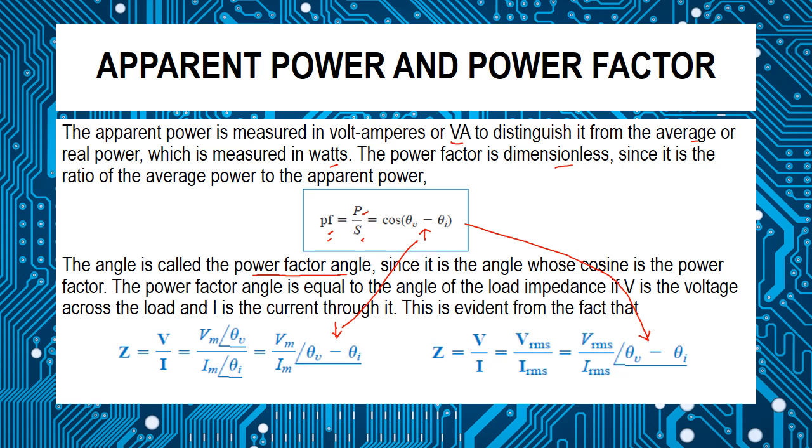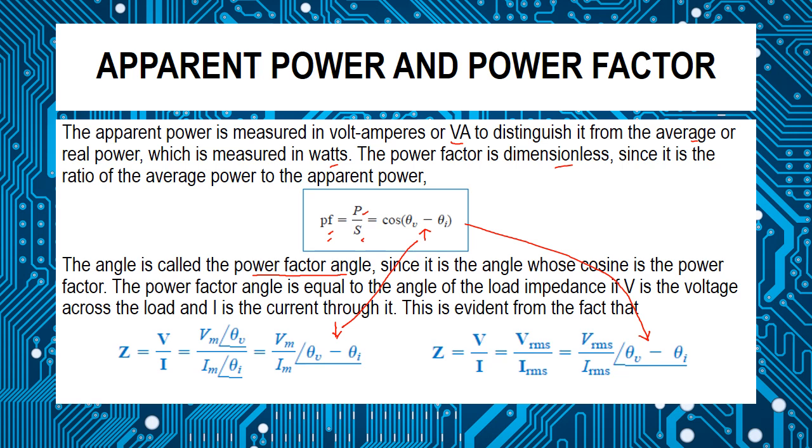It's evident from the fact that if we compute for the impedance, Z is equal to V over I, Vm angle theta V over Im angle theta I, so Vm over Im, angle of theta V minus theta I. And as you can see, this is similar with this one. Therefore, if we get the impedance in the polar form, the angle here is also equivalent to the power factor angle.